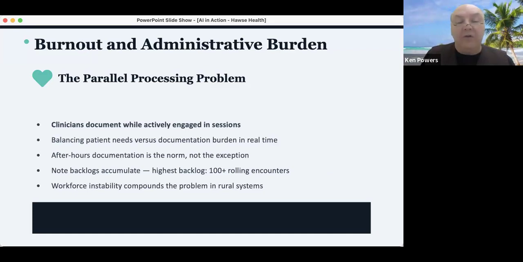So without the use of AI, without the use of a transcriber, then it's after the session, sometimes after the day, and sometimes even days before. We noted that backlogs quickly accumulate. In our practice, we saw backlogs as high as 100 rolling encounters, meaning these were encounters that maybe were started, but they were not complete. And obviously this parallel process contributes to burnout and administrative burden.